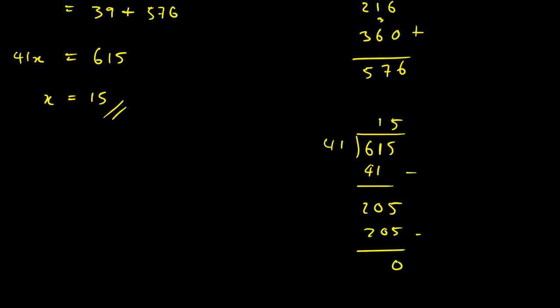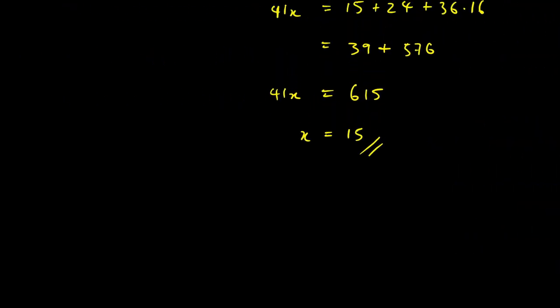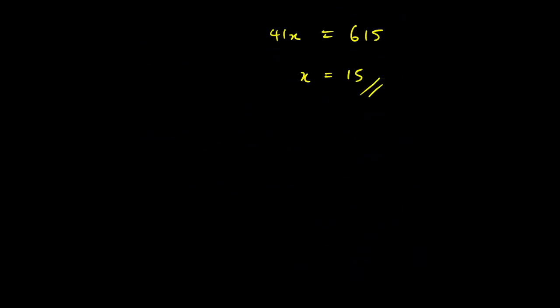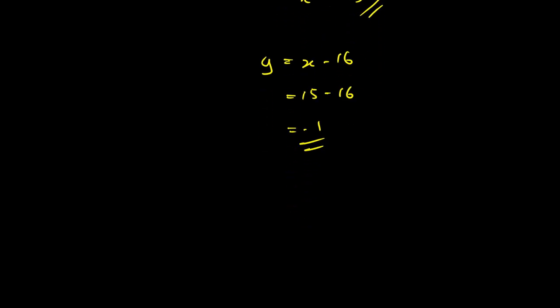Okay, yeah, that works. All right, then, so we've got x is equal to 15. I think we want to find the y value as well. So y is equal to x minus 16. So we've got 15 minus 16, so we get -1. So the coordinate of A is going to be the point (15, -1).